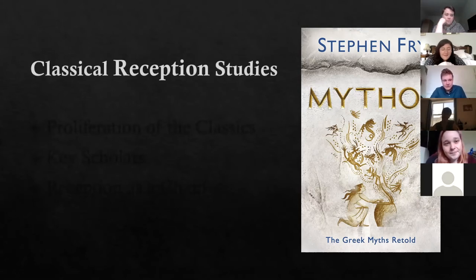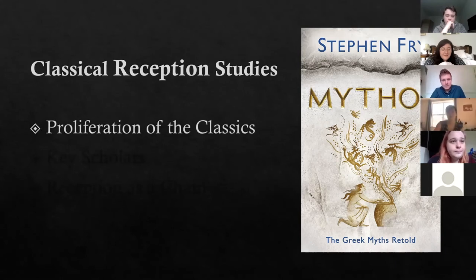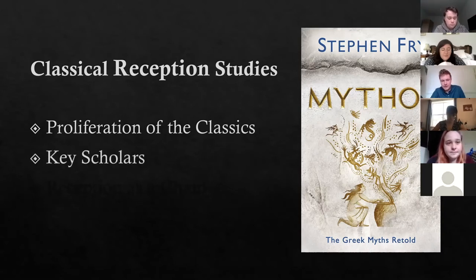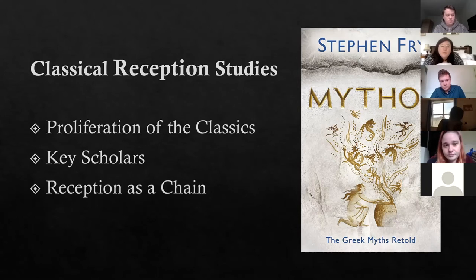So the first half will consist of an explanation of the proliferation of the classics in modern culture. We'll go into that a little bit, followed by an explanation of the key scholars that you might encounter, some of the big names, so if you want to go off and do your own research, you'll have some leads of your own. And then finally, we're going to use what we've learned to look at reception of classics as a chain. And you'll find out a little bit more about that later.